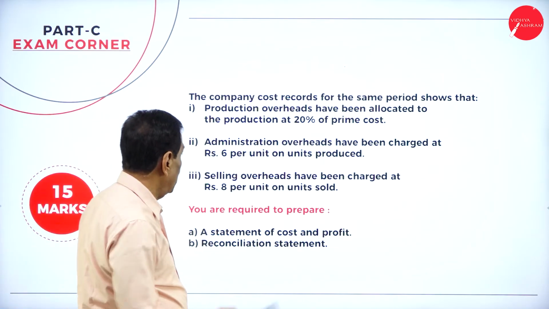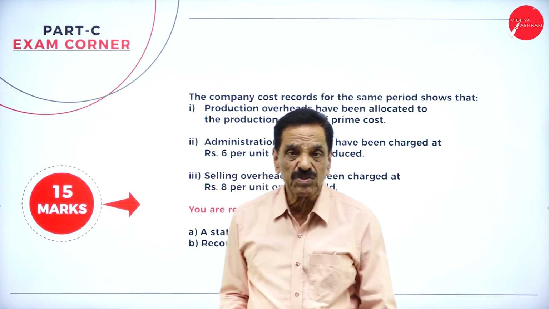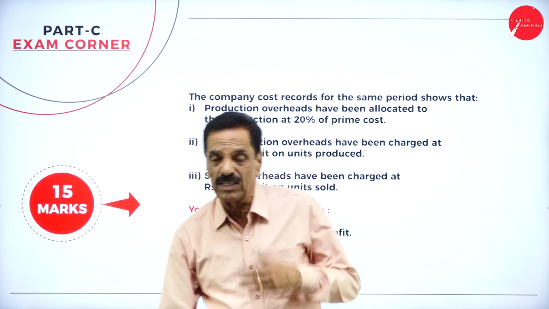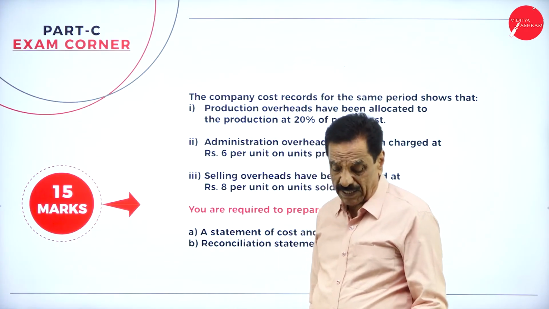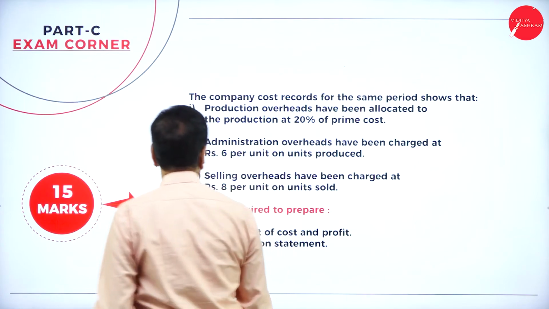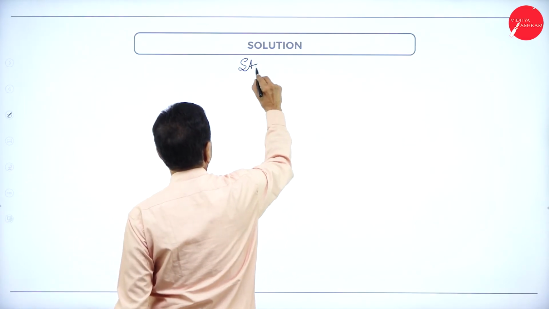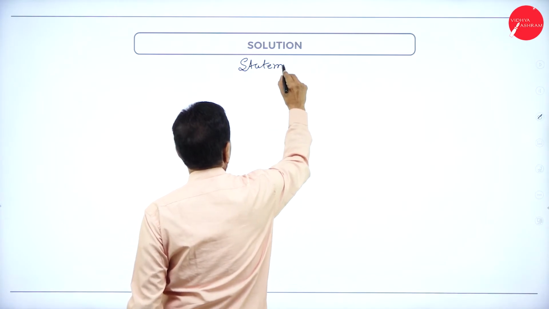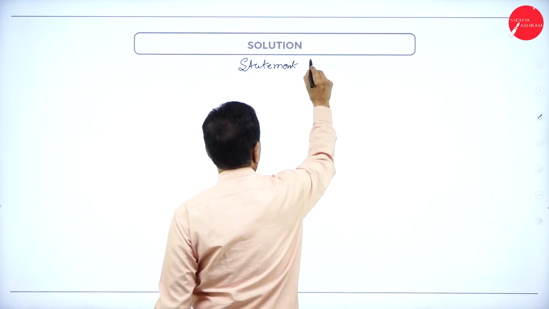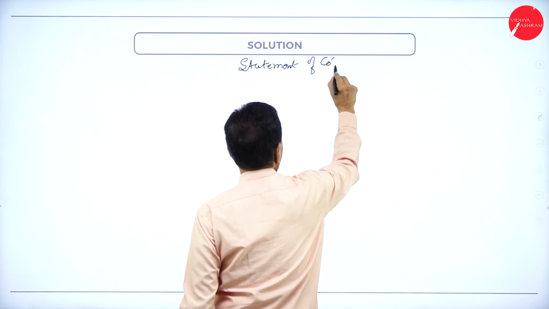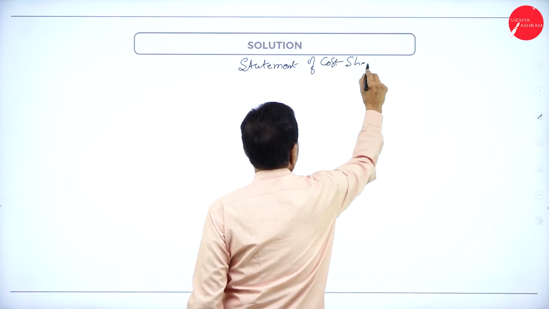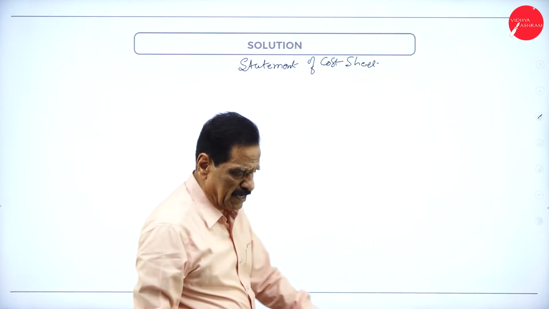Now, here he has to prepare the cost sheet. So first you have to prepare the cost sheet and find out the profit, and you have to make the reconciliation. We'll start with the statement of cost sheet.